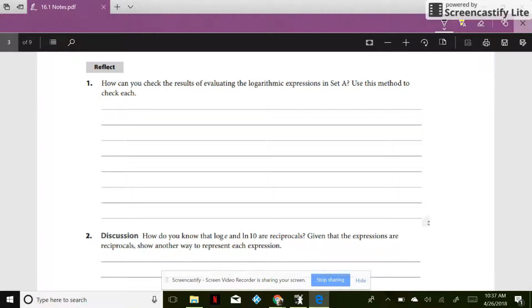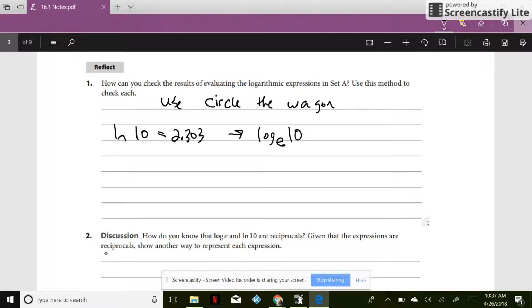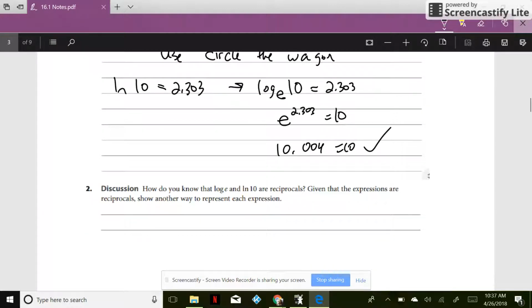So how can we check our results? We can use a circle the wagon. I just picked one to check with. So we said natural log of 10 is equal to 2.303. Natural log is the same thing as log base e. So if we circle the wagon, we're essentially saying that e to the 2.303 is equal to 10. You can check that in your calculator. I think you end up getting something about 10.004, which is pretty darn close. So we say that's good, that's checked.